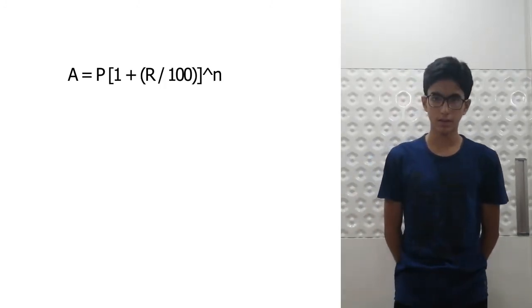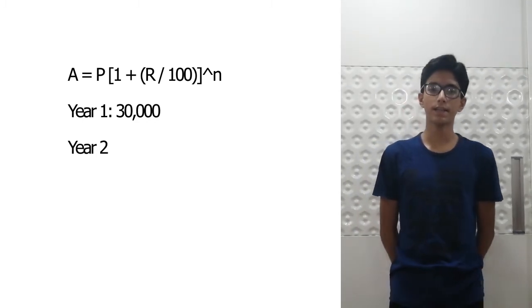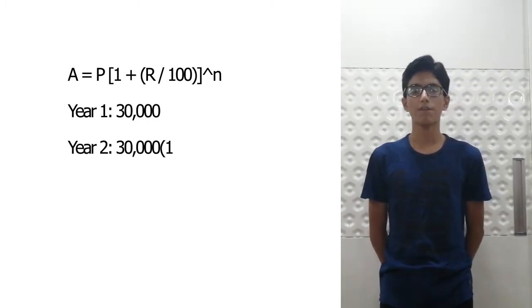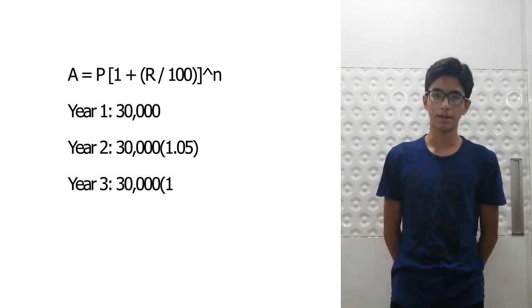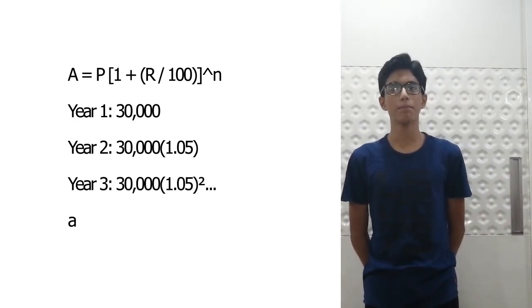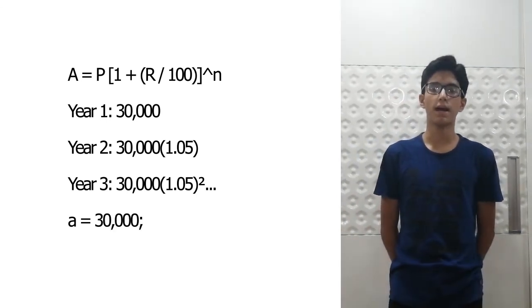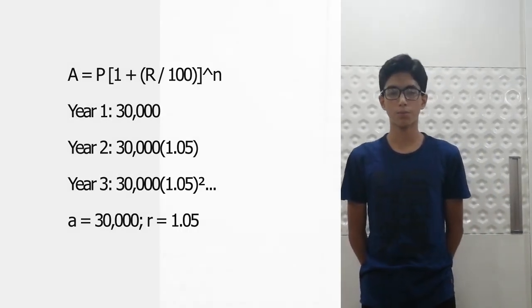We can take another important example here. Let's say a man joins a firm with an initial salary of 30,000 and an increase of 5% every year. After the first year of work, he'll get 30,000 rupees. After the second year of work, he'll get 30,000 × 1.05. After the third year of work, he will get 30,000 × 1.05 squared. This forms a GP with n terms, the first term as 30,000 and the common ratio being 1.05.